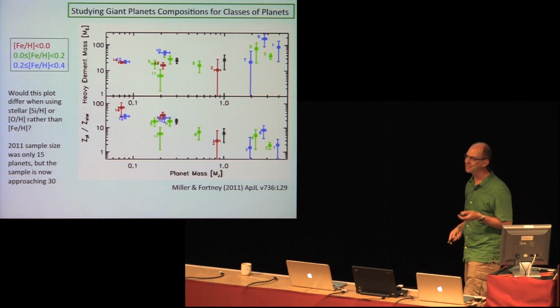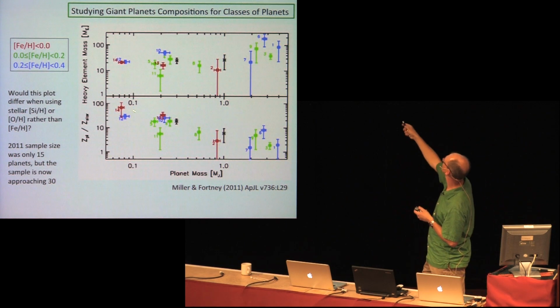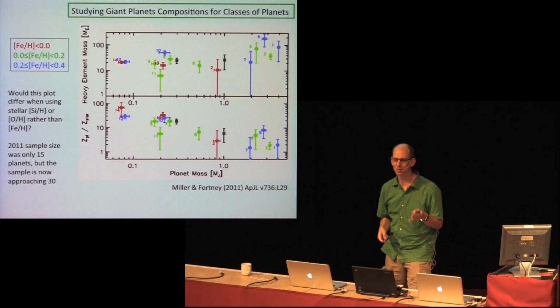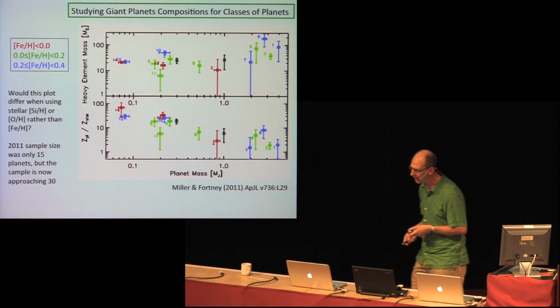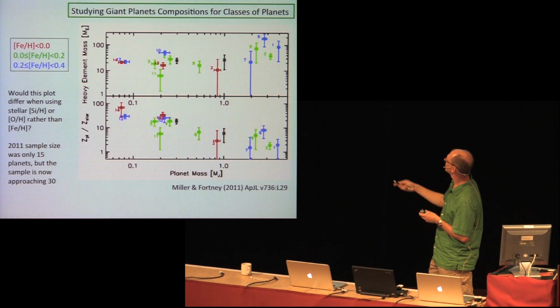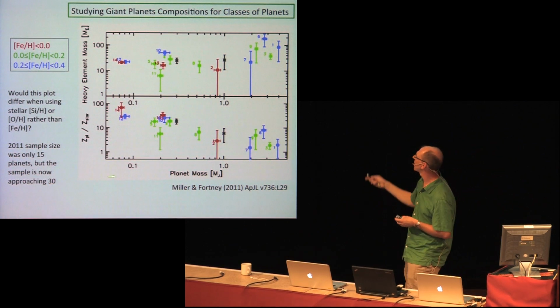And the same pattern we see in the solar system, that as you go to lower mass planets, you have a higher metal enrichment, is found in extrasolar planetary systems as well. And you can imagine cutting this a lot of different ways. This is based on 15 planets. This sample of cooler transiting planets is now about 30.